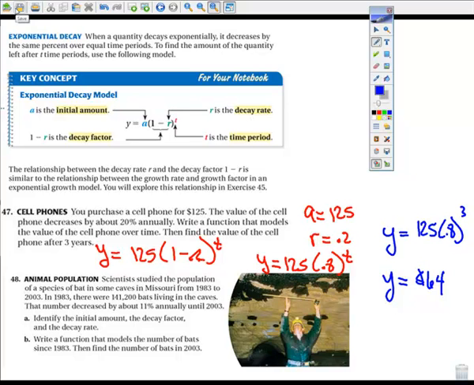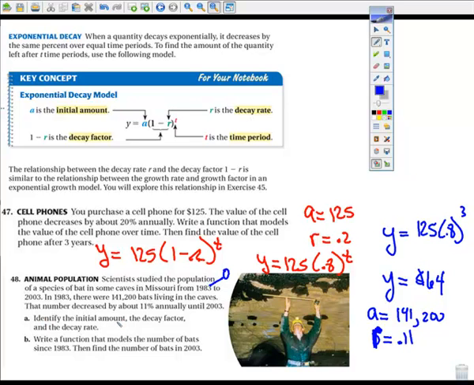So scientists studied the population of a species of bat in some caves in Missouri from 1983 to 2003. So 1983, that is year 0. In 1983, there were 141,200 bats living in the caves. That is the initial value. The number decreased annually by 11%. That is your decay rate. And first, so that's what they're asking for.